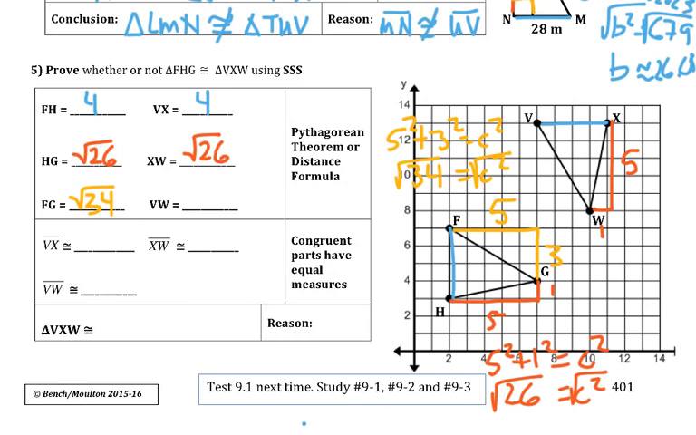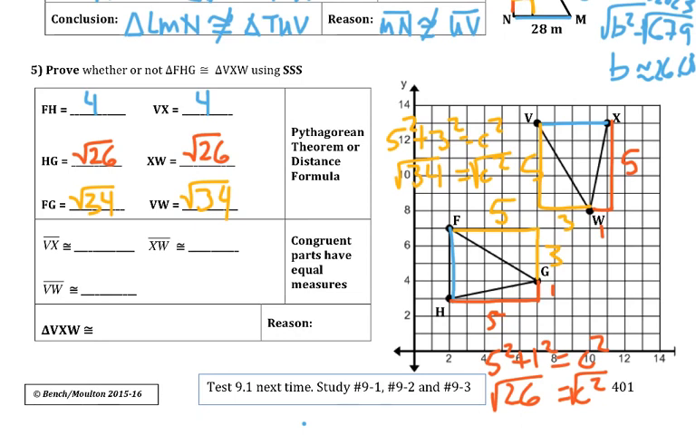Now let's look at VW. So drawing again that right triangle, we get a side length of 3 and a side length of 1, 2, 3, 4, 5. And again, they match. So we know using the Pythagorean Theorem equation that the hypotenuse of this right triangle is the same as the other right triangle. So FG has the same length as VW. So this would be the square root of 34.